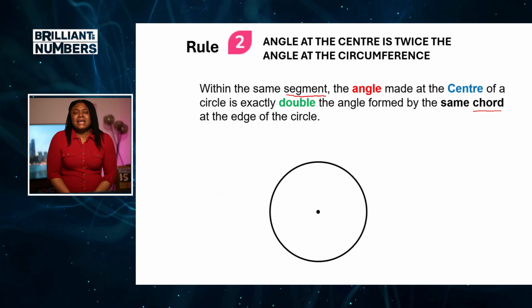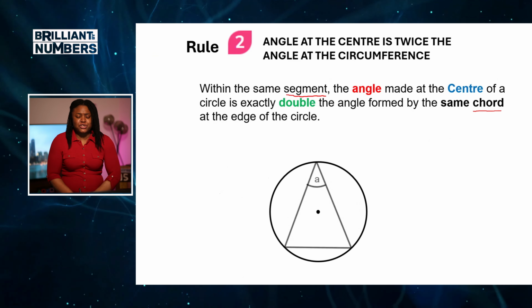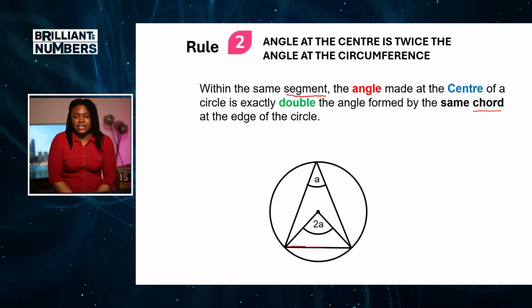So again, imagine that I've got this circle here. If I draw a triangle within that circle and I make another triangle from the same chord, so I'm just going to highlight the chord here. I've got this chord at the bottom. If you notice here, both triangles are made from the same chord. When that happens, the angle at the center will always be 2 times the angle at the edge of the circumference.